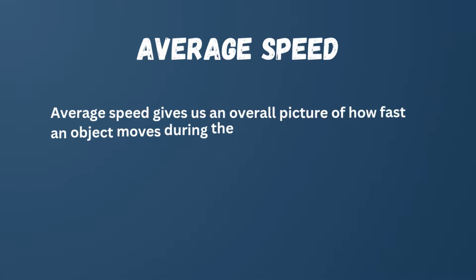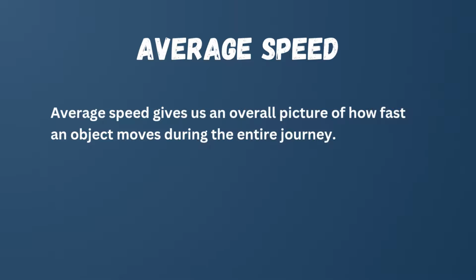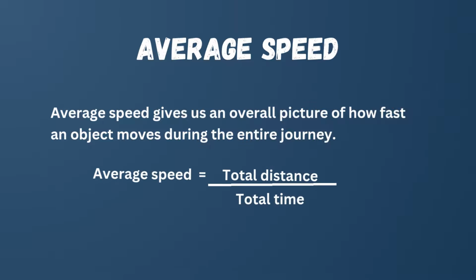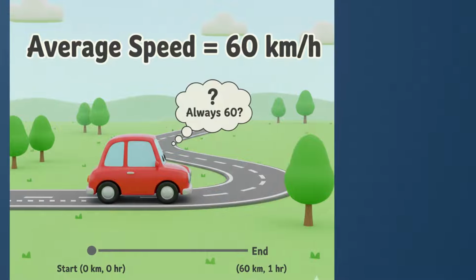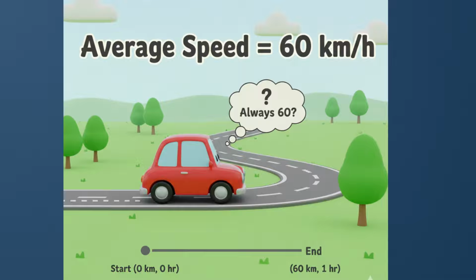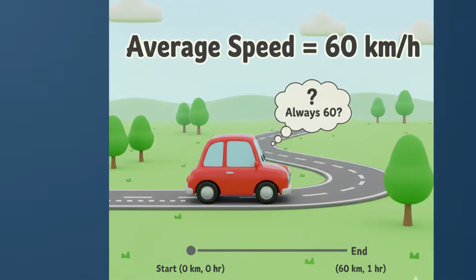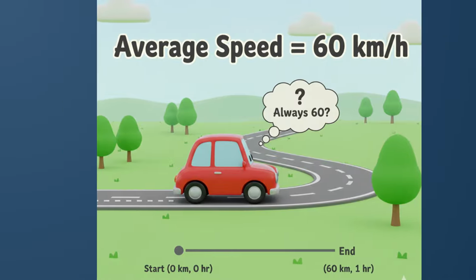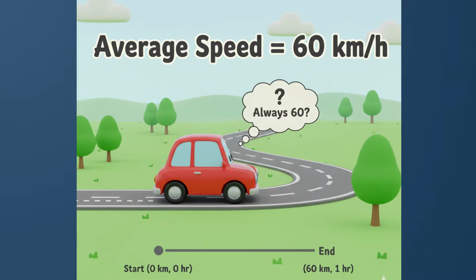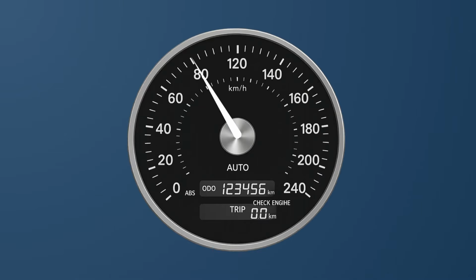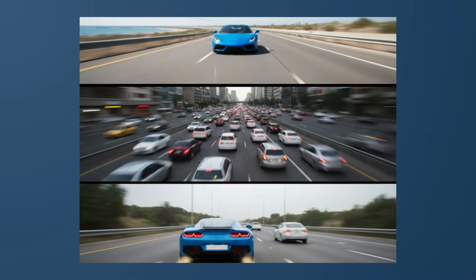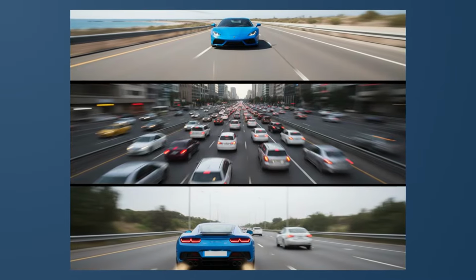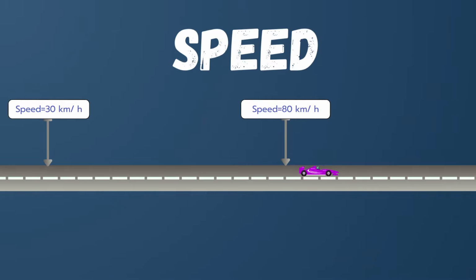Average speed gives us an overall picture of how fast an object moves during the entire journey. It's found by dividing the total distance covered by the total time taken. For example, if a car travels 60 kilometers in 1 hour, its average speed is 60 kilometers per hour. But does that mean the car was always moving at 60? Not really. In reality, the car might move faster on an empty road and slower in traffic.